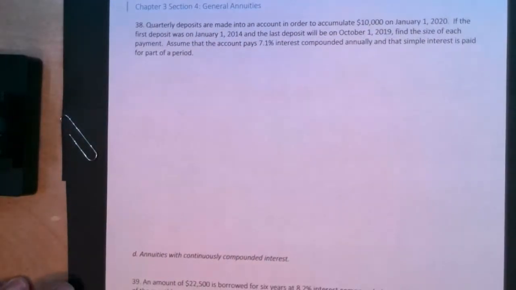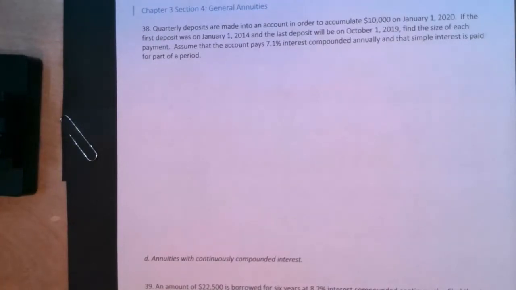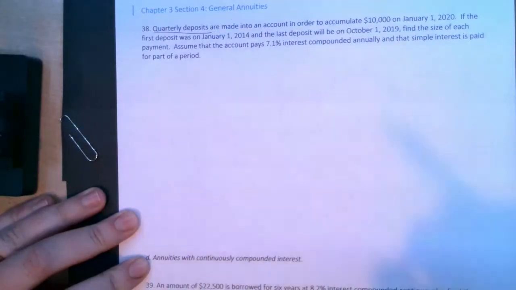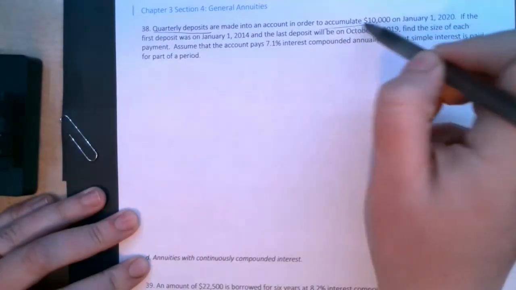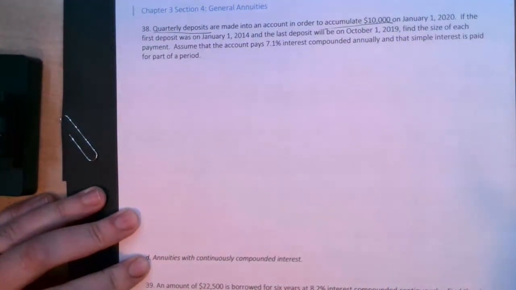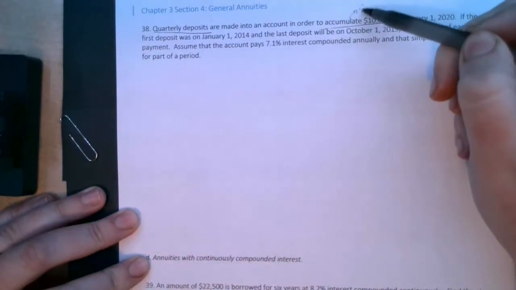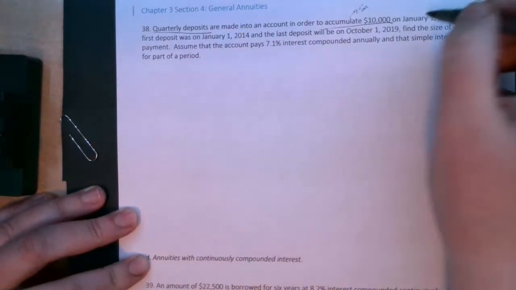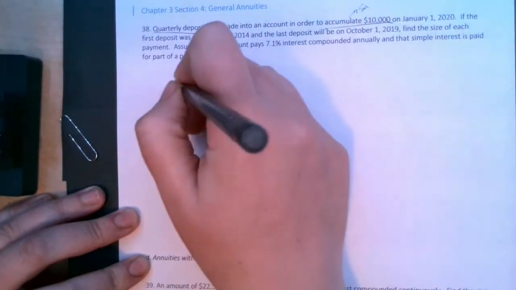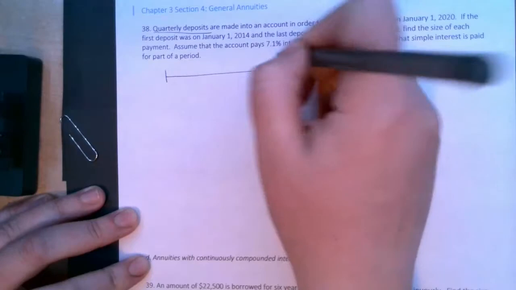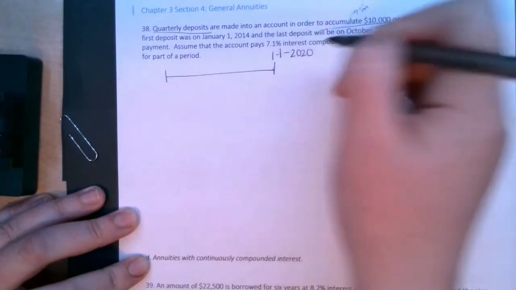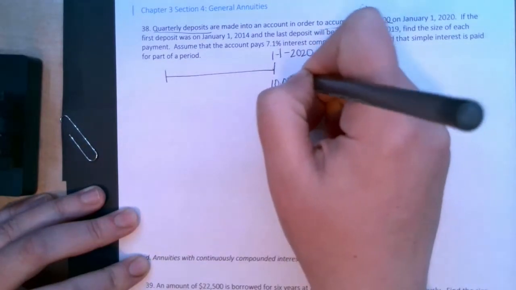Okay, so here again we have the same issues that we're dealing with. Let's go ahead and read it. Quarterly deposits are made into an account to accumulate $10,000. That word accumulate means we're dealing with some type of S sub n, either S sub n, S sub n due, or S sub n for born. And we're trying to accumulate that on January 1st, 2020. So first thing we do is make our general timeline. We know this is January 1st, 2020, and we're trying to get that $10,000.